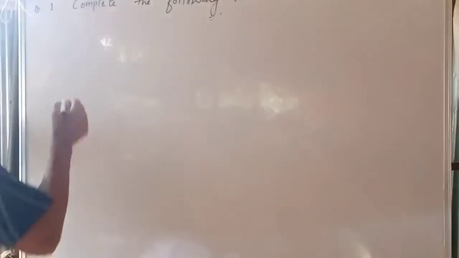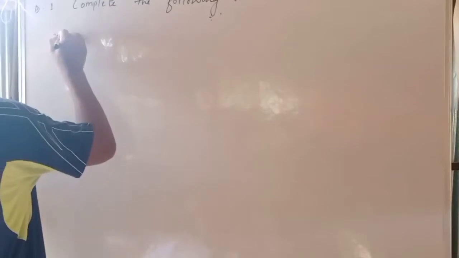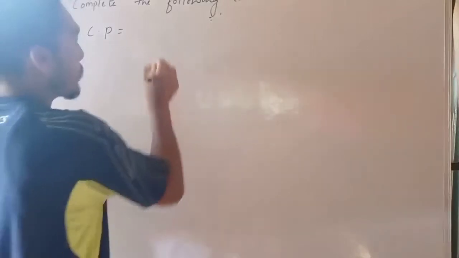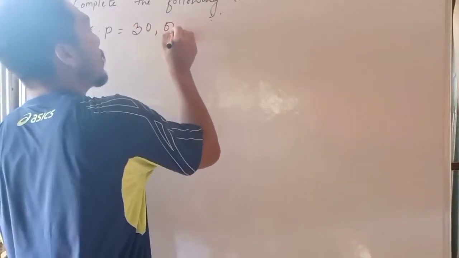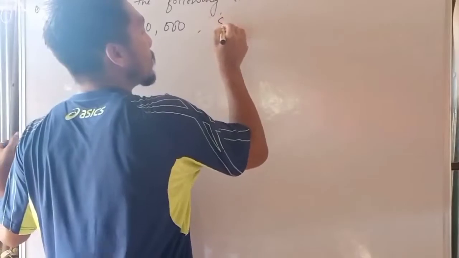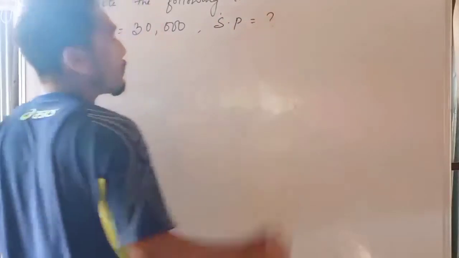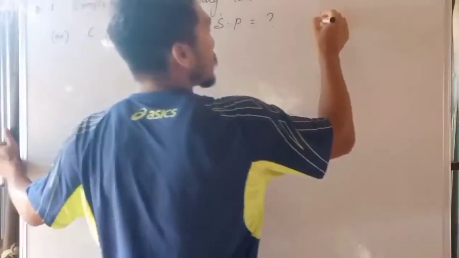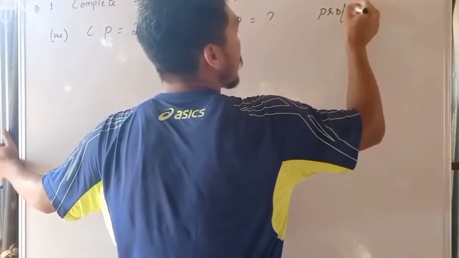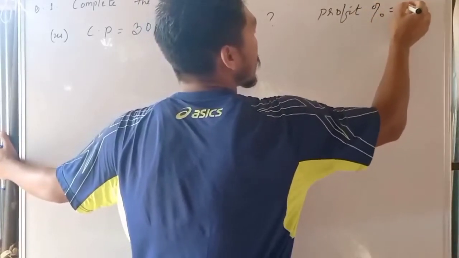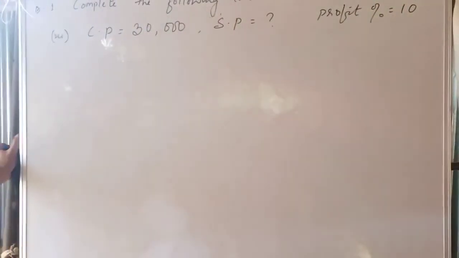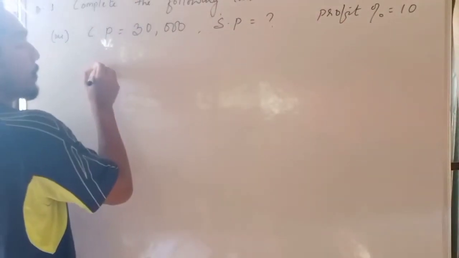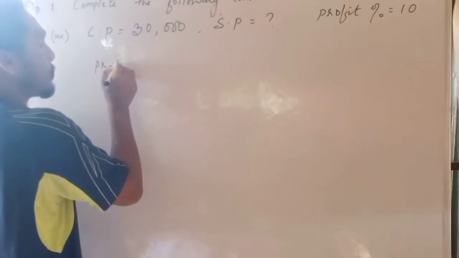Roman number 3 says CP is given, 30,000. SP is not given, you have to find the value of SP. Profit percent is given, that is equal to 10. Now, by using this profit percent, we will try to find out the profit.